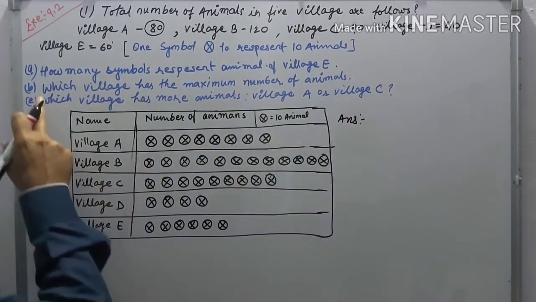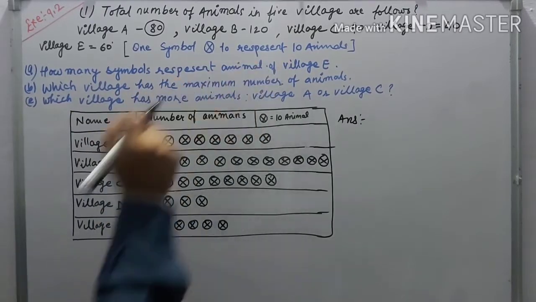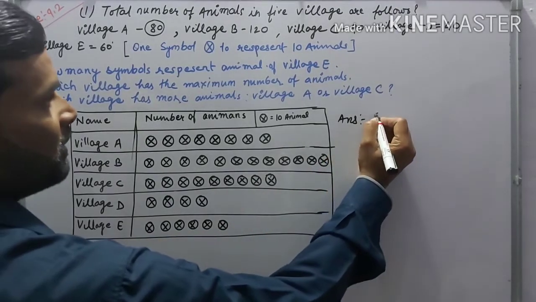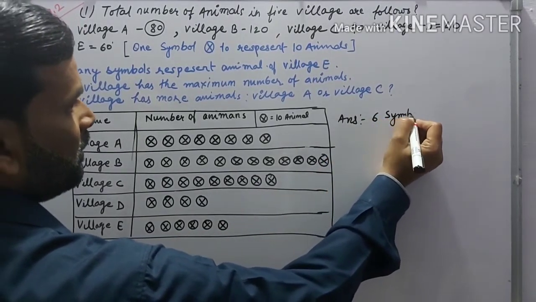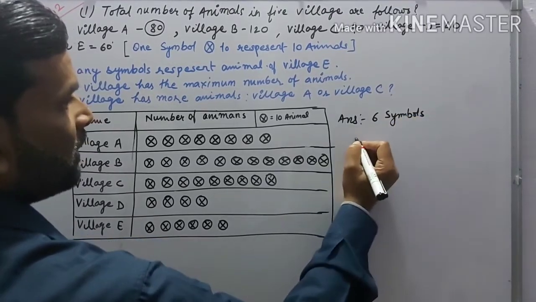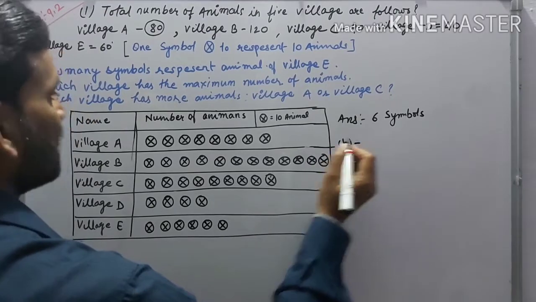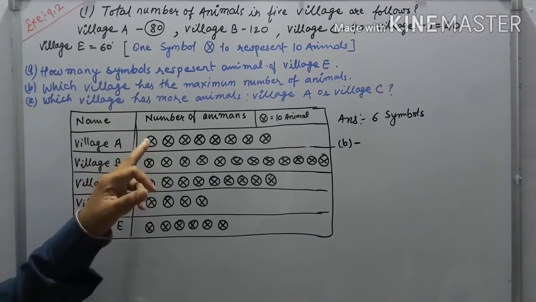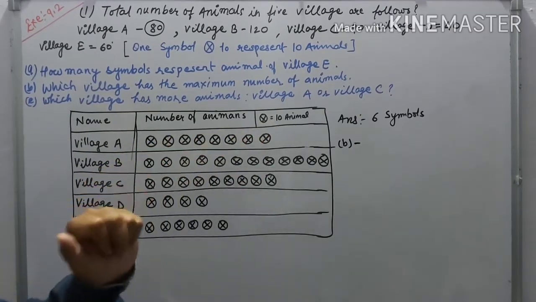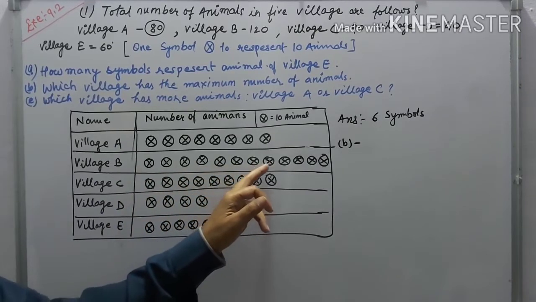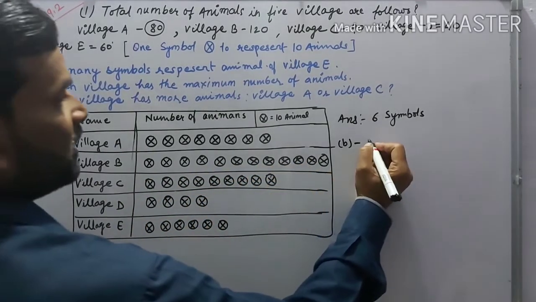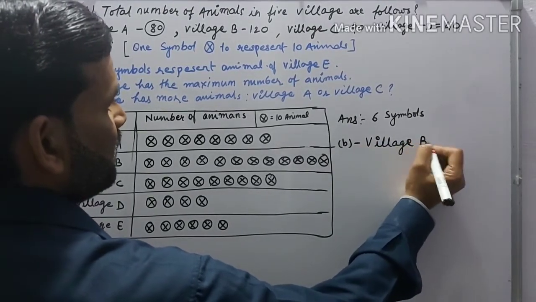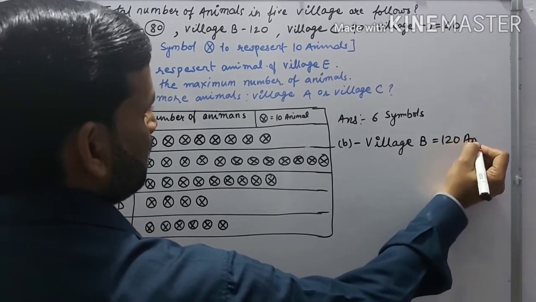Now the answer of the first question: how many symbols represent animals of E? There the E has 1, 2, 3, 4, 5, 6, so you write 6 symbols. Now the answer of B: which village has the maximum number of animals? Here 1, 2, 3, 4, 5, 6, 7, 8 is 80. 1, 2, 3, 4, 5, 6, 7, 8, 9, 10, 11, 12. 12 means 120. So that is village B, with 120 animals.